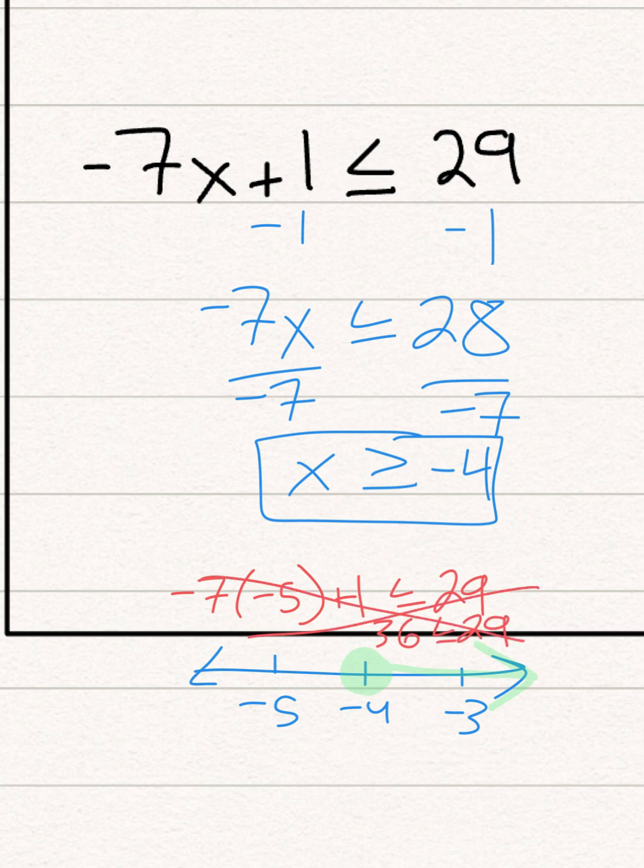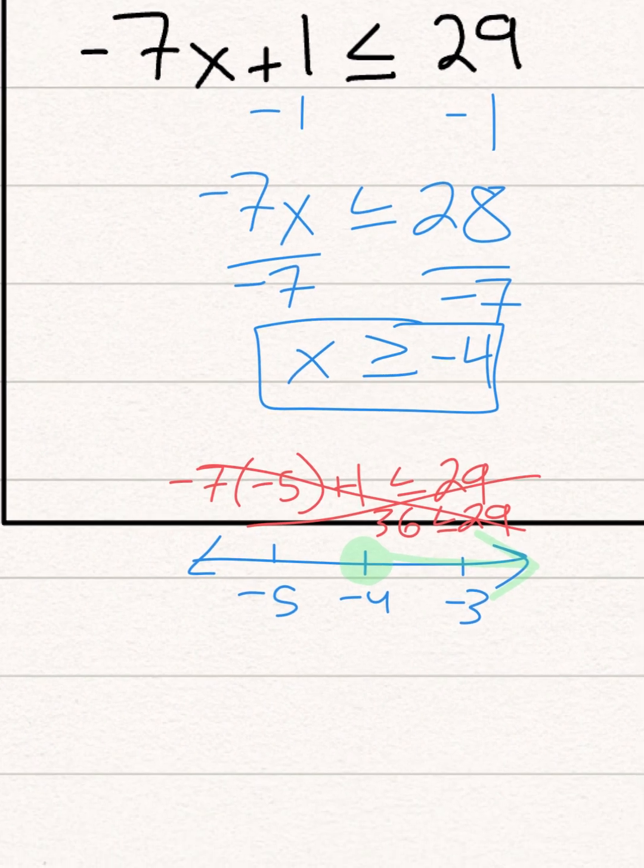That does not work. Now, if we plug in negative 3, negative 7 times negative 3 plus 1, that would be 21. Plus 1 is 22, which is less than 29. So plugging in negative 3 works. Also, if you think of positive numbers, because positive numbers are to the right of negative 4 on a number line, if I plug in a positive number here, it's going to be more negative, and a negative will be less than 29. So x has to be greater than or equal to negative 4.